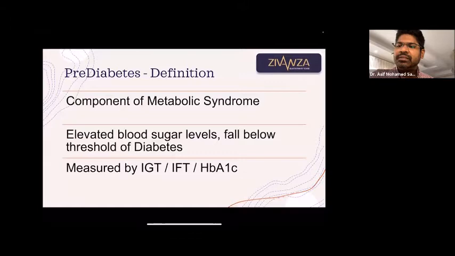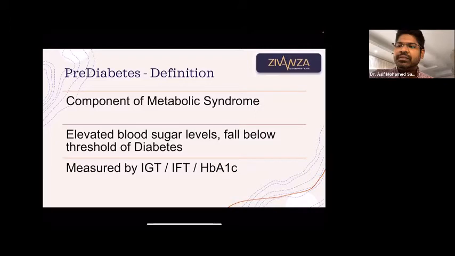Now the question arises, how do you find out whether you have pre-diabetes, diabetes, or you're in a normal state? So thankfully, that part is more easily measured than otherwise. The basic component of investigation includes seeing whether you have impaired glucose tolerance or impaired fasting tolerance, that is IGT or IFT, which in layman's terms means your sugars are high after the food or your sugars are high even before having food.